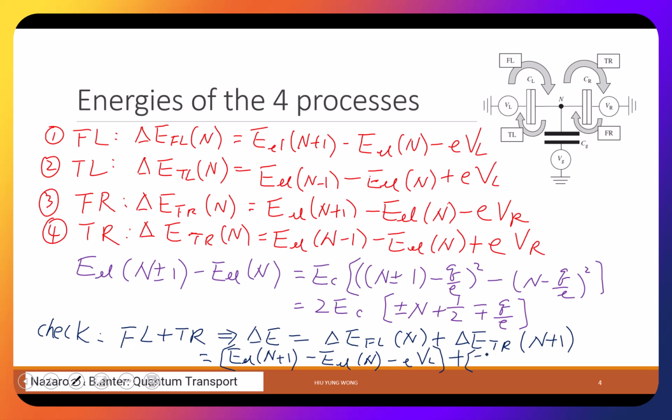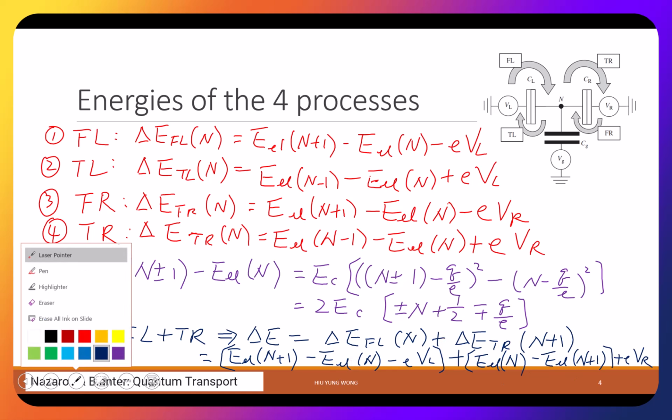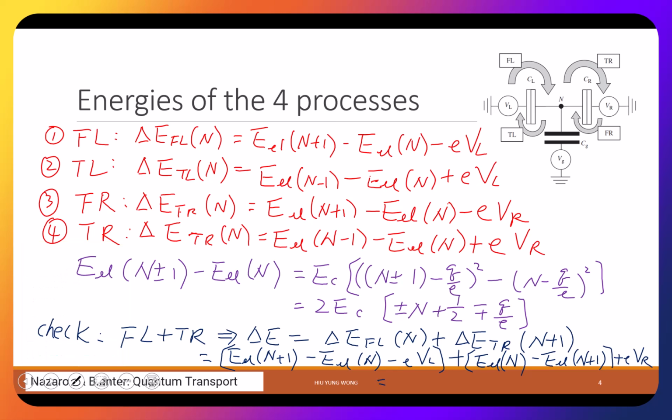He said E_L(N), not N minus 1, because we start with N plus 1. Very good, right? So this is N, minus E_R, this time we have N plus 1, and then plus eV_R. And you see clearly, N plus 1 got cancelled, N got cancelled, right? So the whole thing is equal to negative e(V_L minus V_R).